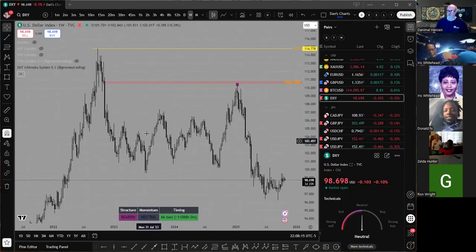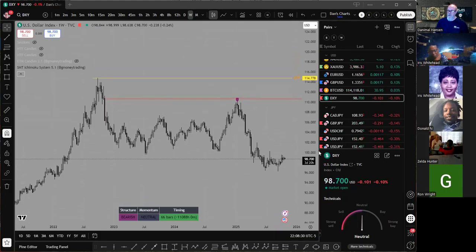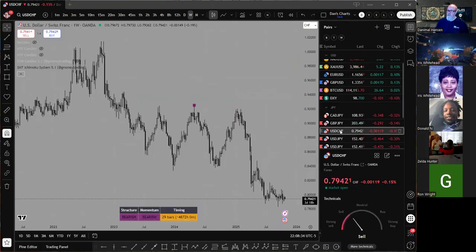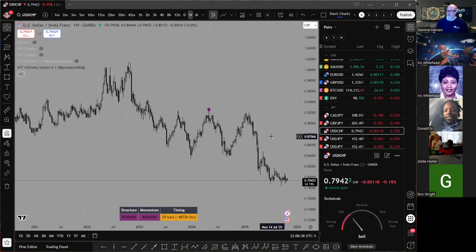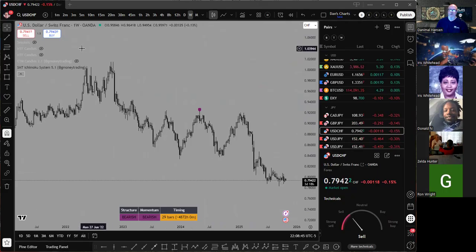But if you're looking for good patterns and recognizable stuff, I use UJ, because you can make as much money on UJ as you can on gold with proper lot size. And USD CHF, we're looking for sells all the way, and this one you can actually make more than gold because it trades a lot higher.